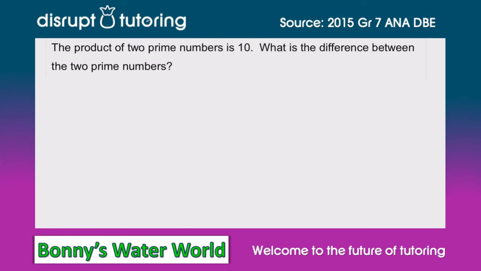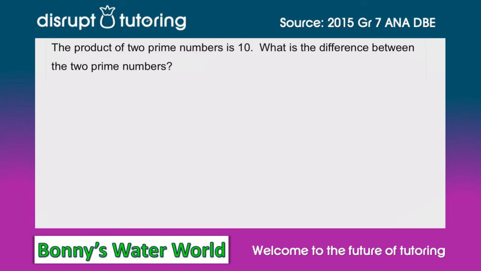Today we're looking at a question that tries to interrogate whether or not you understand some of the important words in mathematics. So let's read the question together. The product of two prime numbers is 10. What is the difference between the two prime numbers?